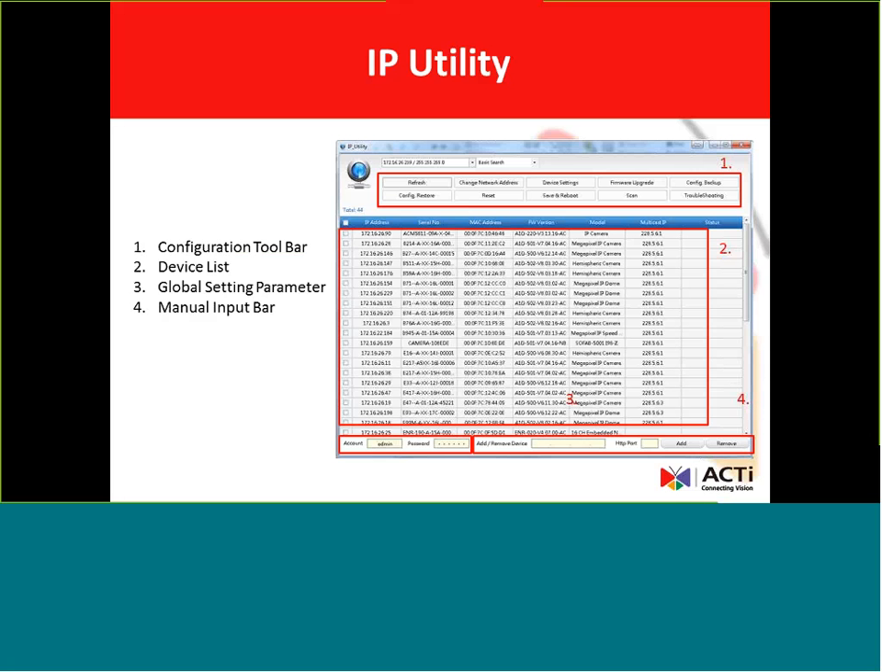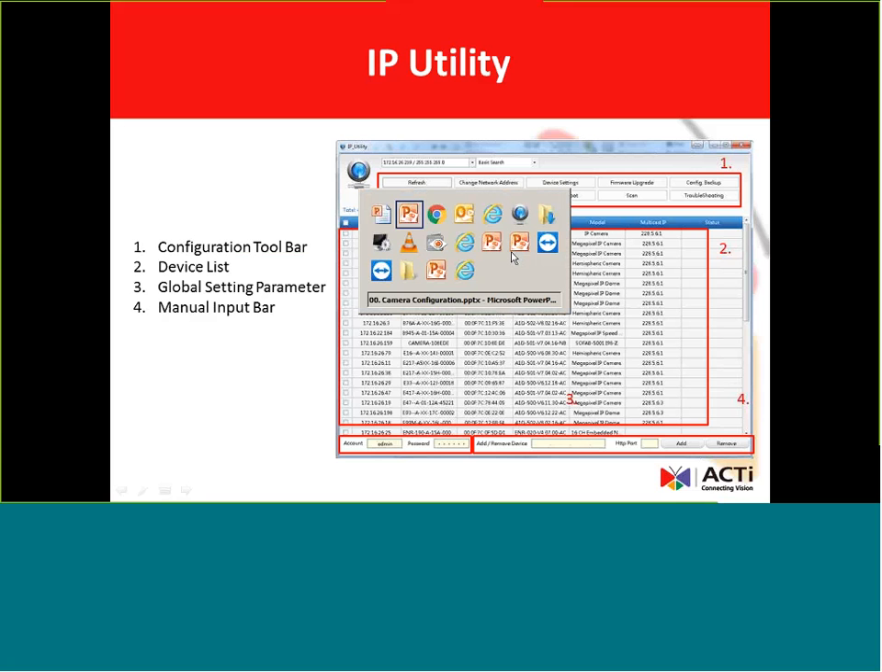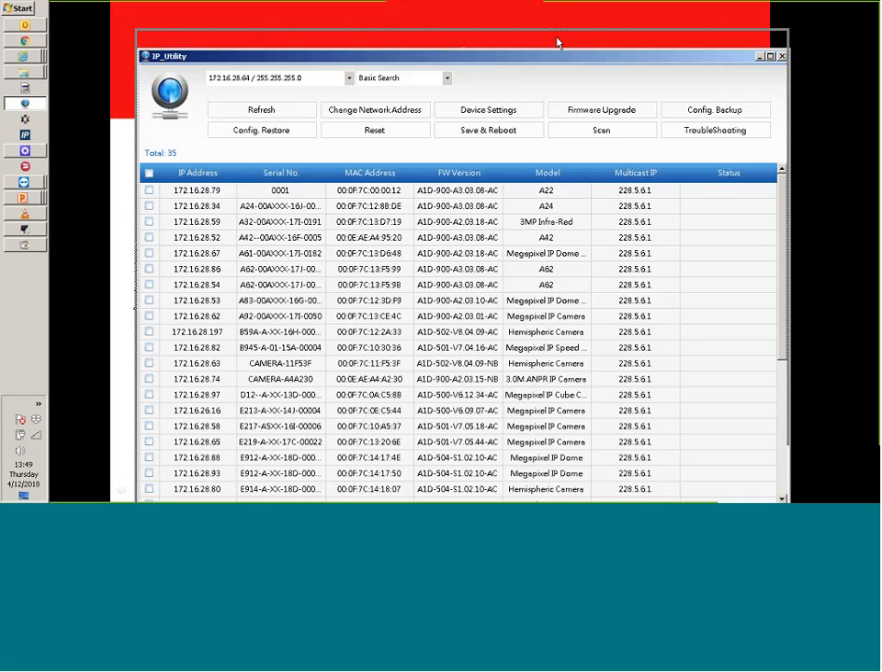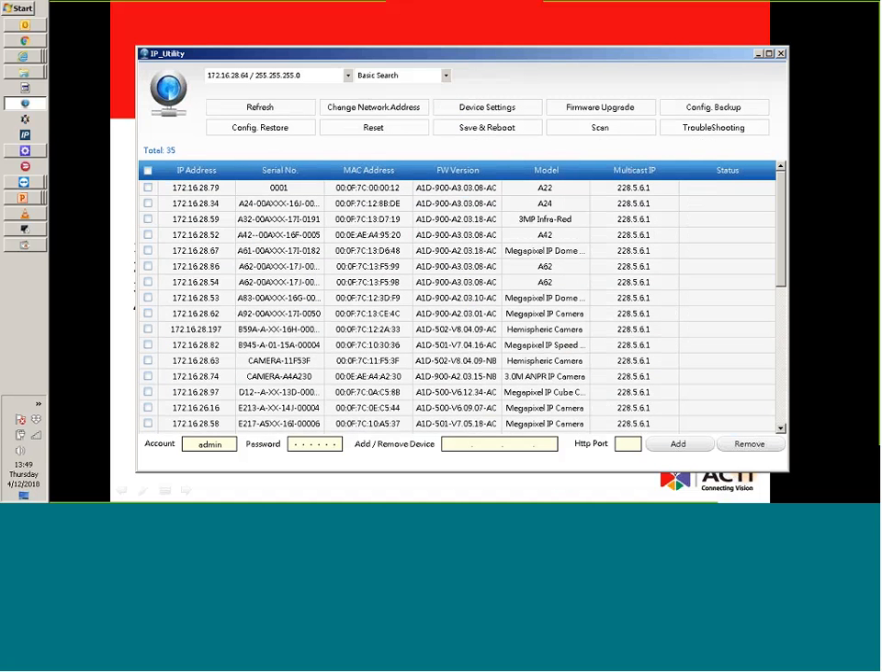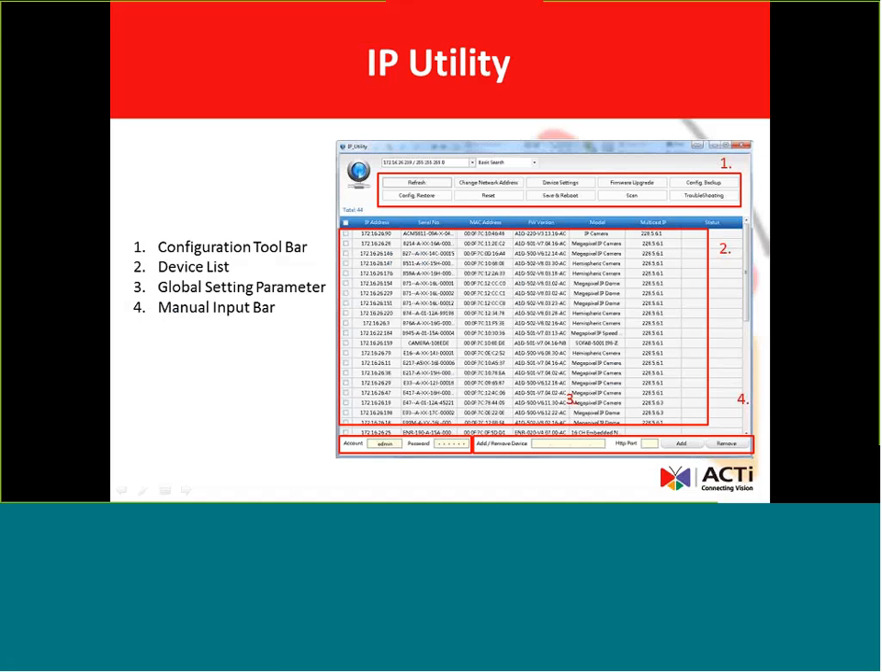So the IP Utility has this UI. I'm going to show you in real time how it looks when several cameras are connected. For example, here are some cameras connected in my lab, where I can find the IP address, the serial number of the cameras, and the MAC address. It gives me information too about the firmware version and the model. This is the easiest way to find the ACTI cameras in your network.